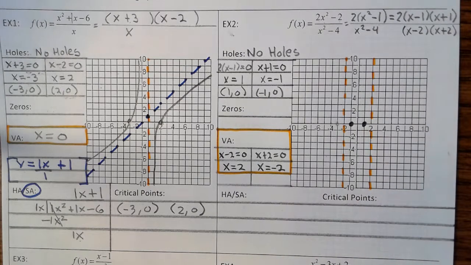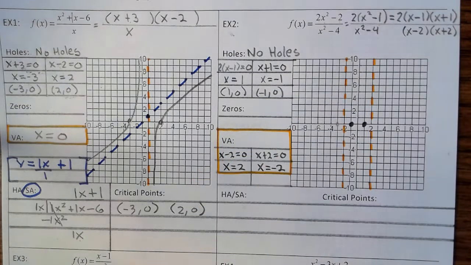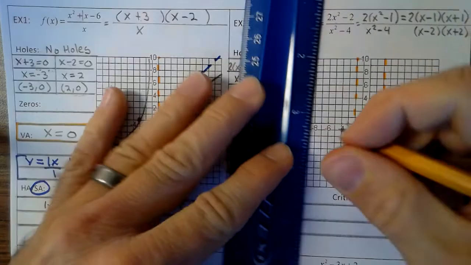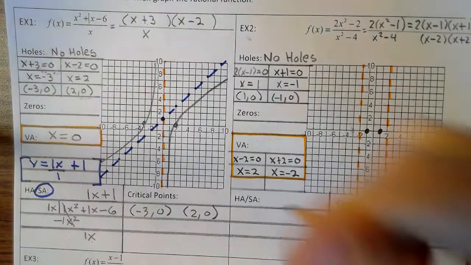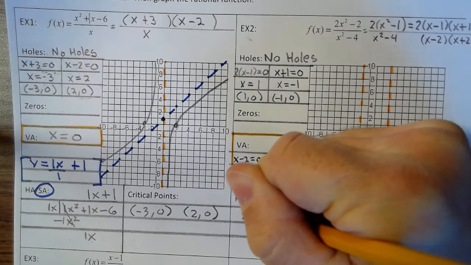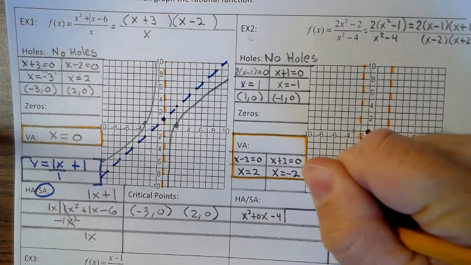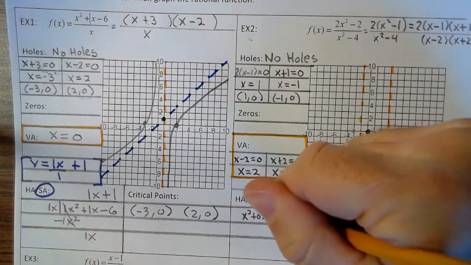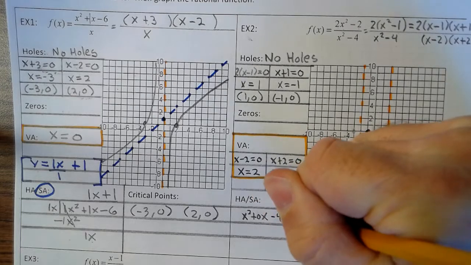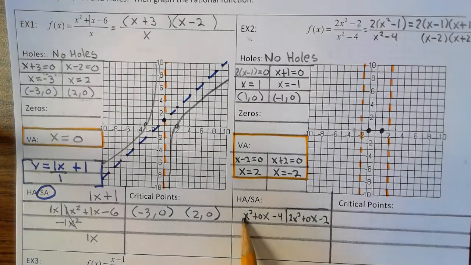Now, you have a horizontal or slant asymptote. So we use long division. Okay. So we have x squared plus 0x minus 4 divided into 2x squared plus 0x minus 2. Now you ask yourself, what do you multiply x squared by to give you 2x squared?